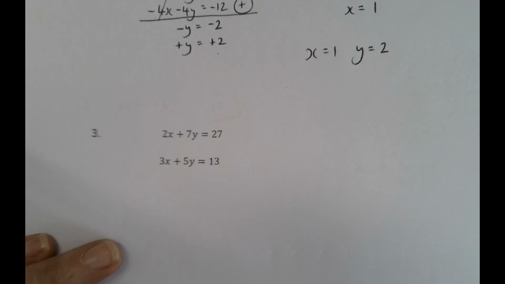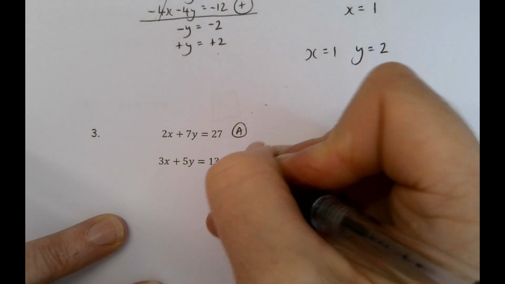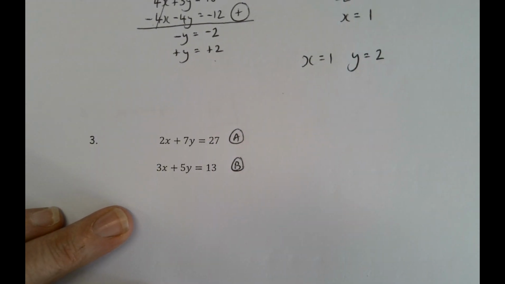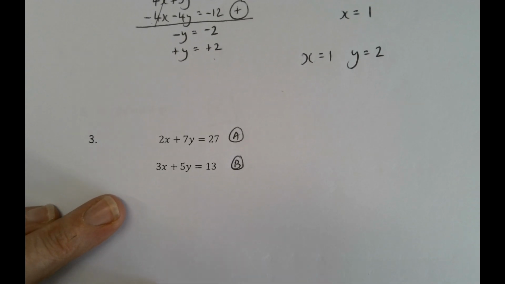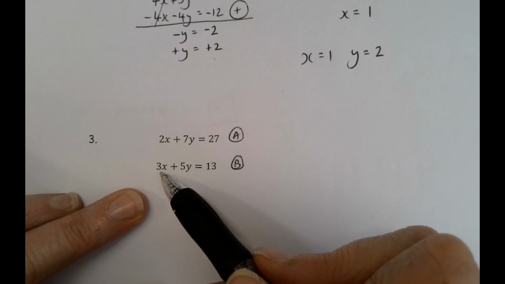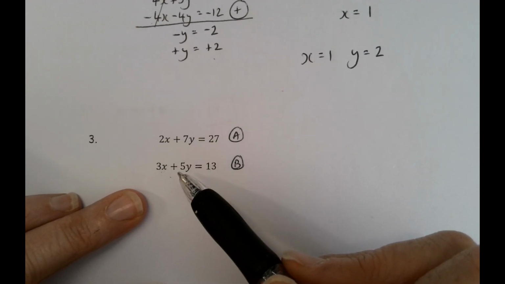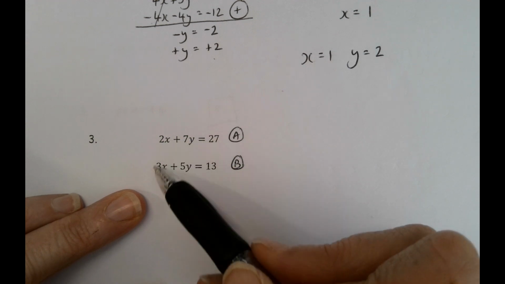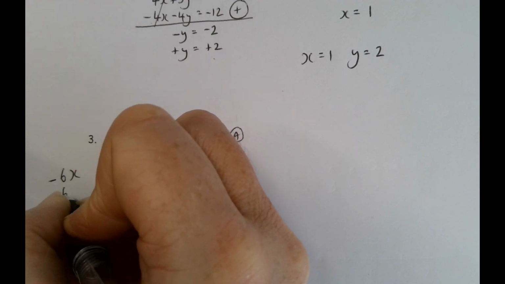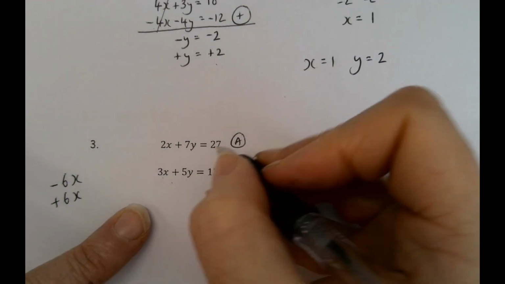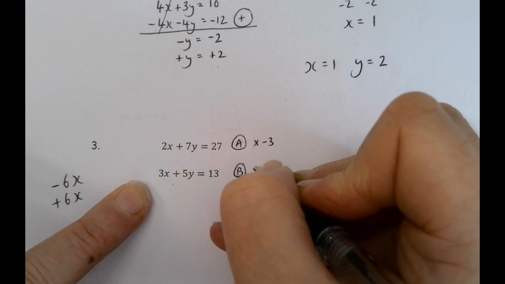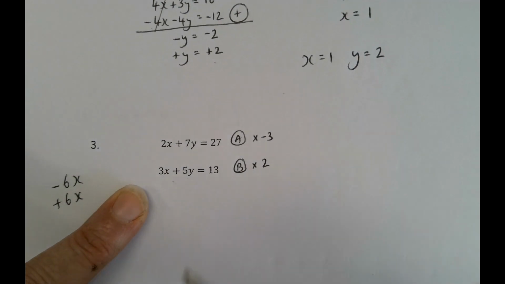Okay, this last one is a bit nastier because there's nothing that I can easily make into the same as the other lines. So 2x and 3x, they could both go into 6. 7y and 5y, they could both go into 35. I think I prefer to deal with 6. So I'm going to aim for -6x and +6x. So if I'm going to get this to be -6x, I need to multiply by -3. If this is going to be +6x, it's going to multiply by 2.